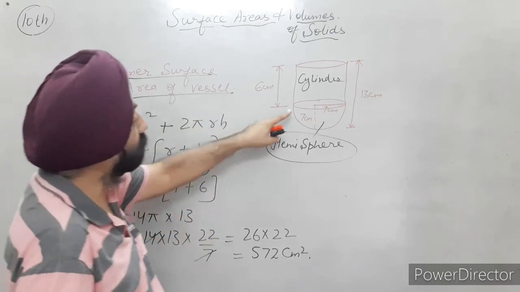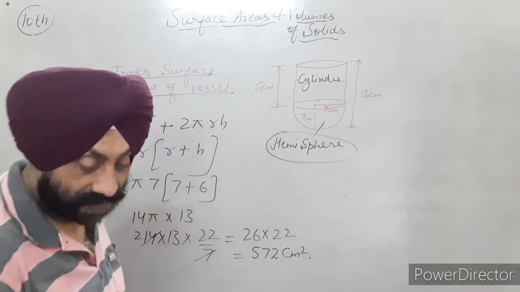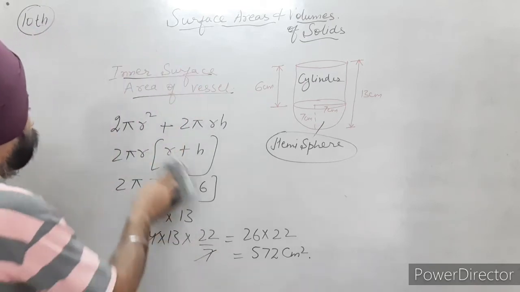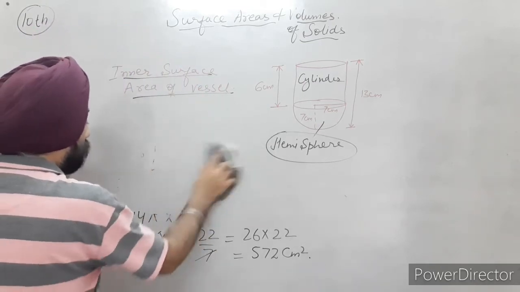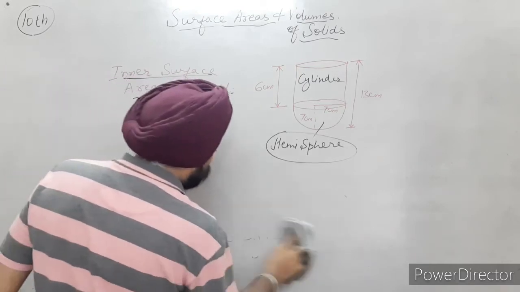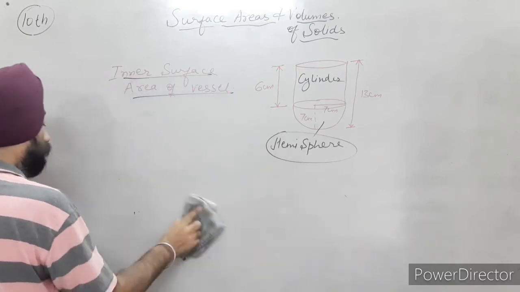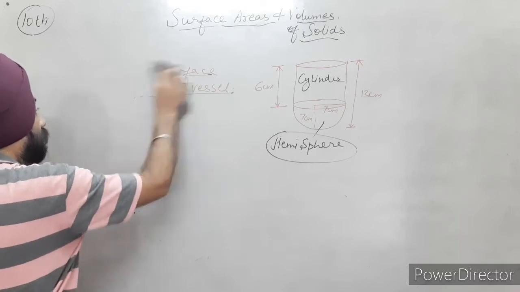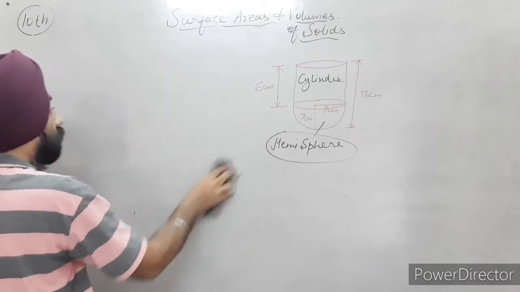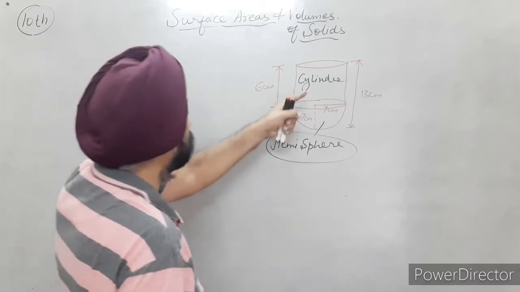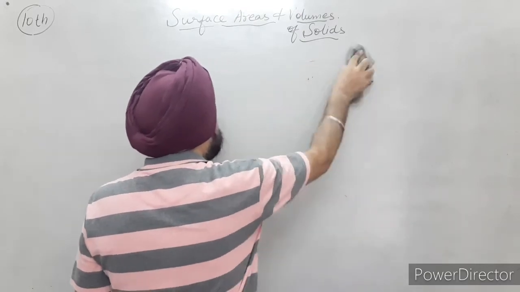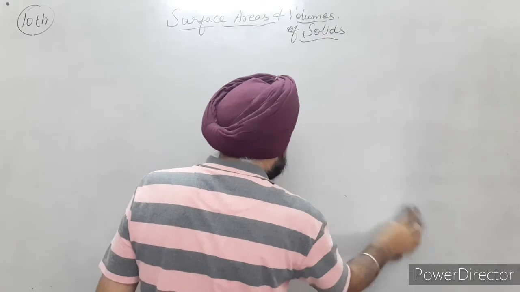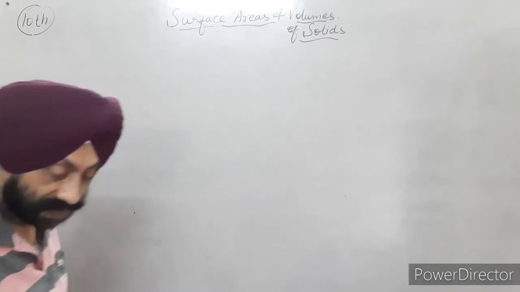It's a combination of a hemisphere and a cylinder. I was required to find the inner surface area of this kind of solid, so I used the formula of the hemisphere, 2 pi r square, and the curved surface area of the cylinder, 2 pi r h. We substituted the values of the radius and the height of the cylinder to get the required answer.